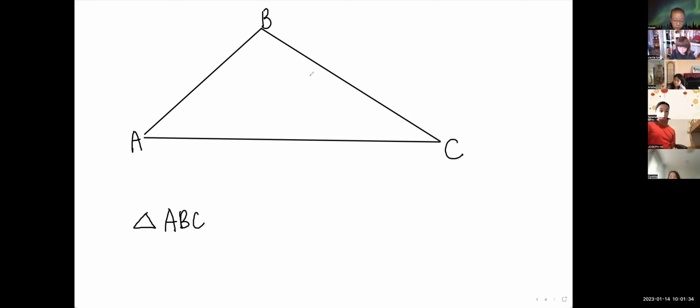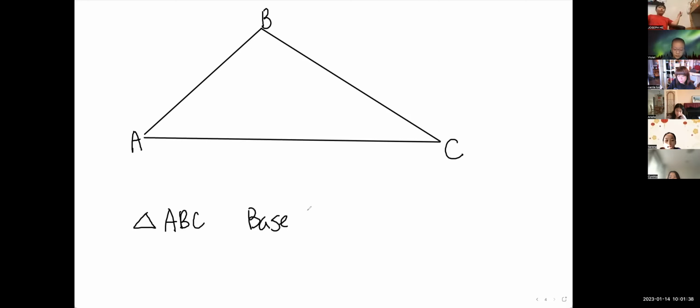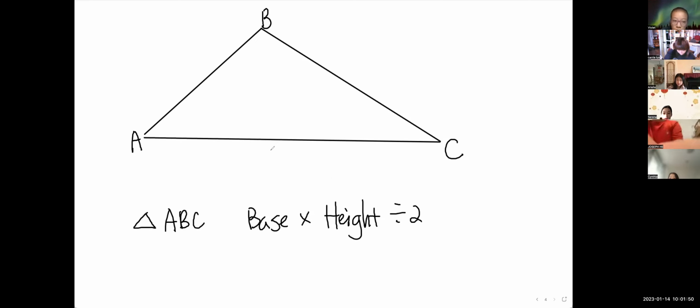The base times the height. Okay, base times height. Remember, now height divided by 2. Very good, you're all right. But for this question, what is the base? AC. Okay, AC is the base.